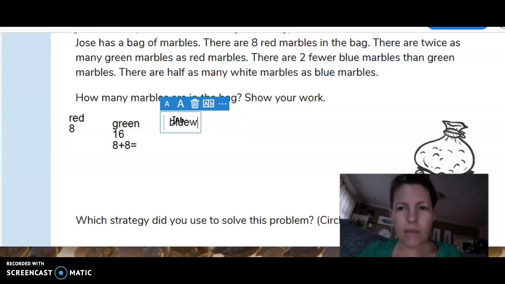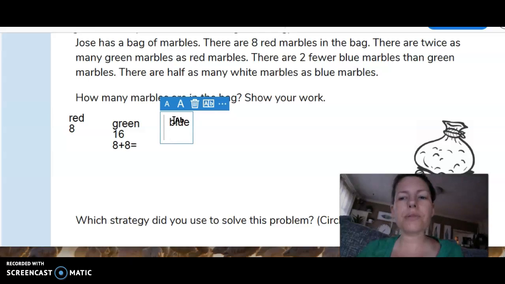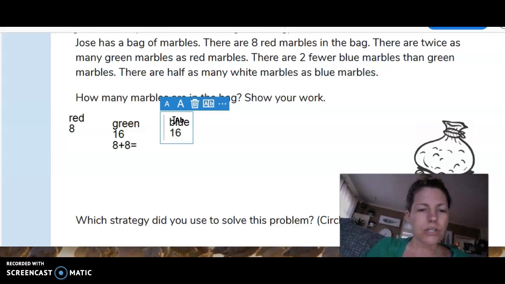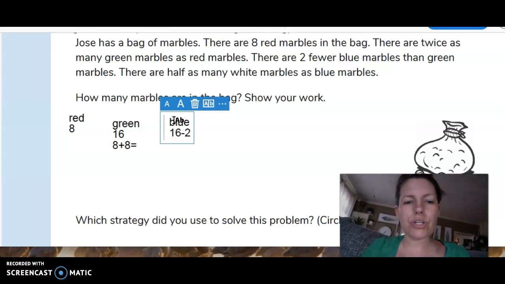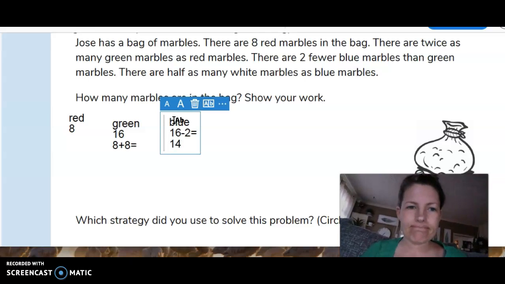And then let's talk about the blue marbles. There are 2 fewer blue marbles than green marbles. Well, there are 16 green marbles, so if there are 2 fewer, that's 16 minus 2. That's going to give us 14 blue marbles.